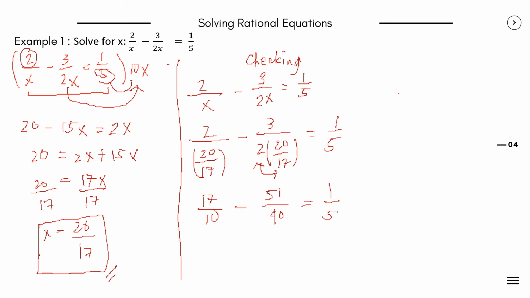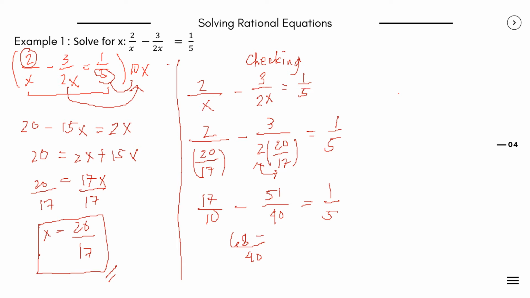Ngayon, we have to reduce this. We have to subtract 17 over 10 sa 51 over 40. So, hanapin muna natin LCD since they are not the same denominators. So, LCD nila will be 40. 40 divided by 10 will be 4 times 17. Ilan yun? 17, 17, 34. Okay, tama, 68.